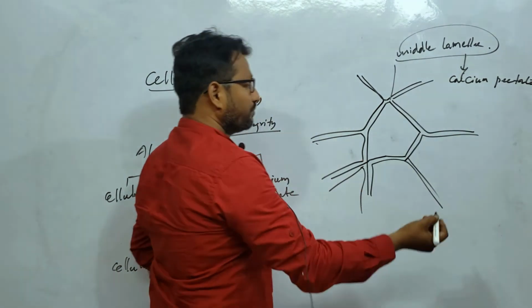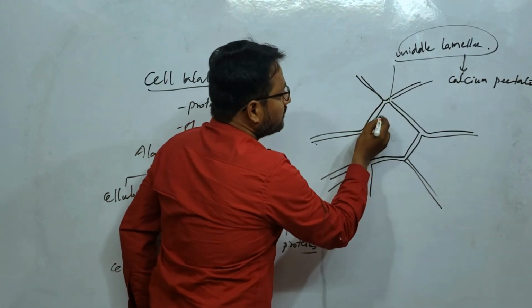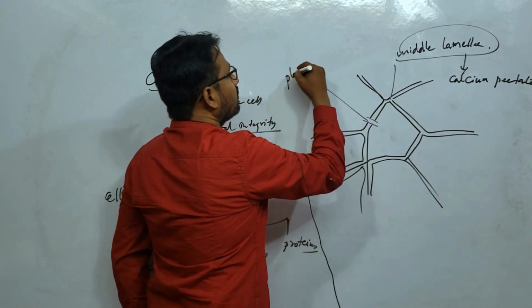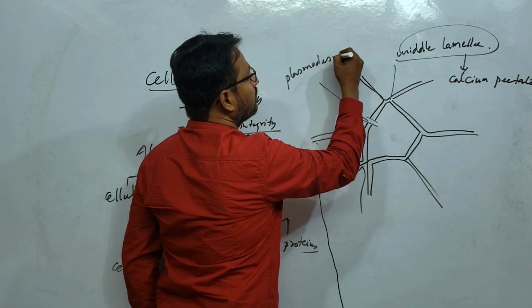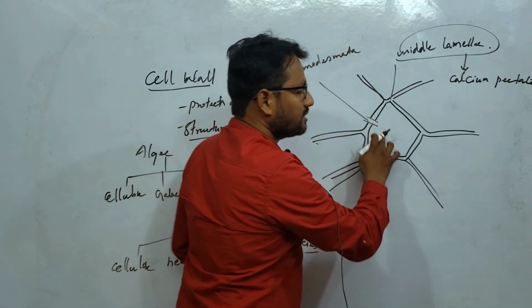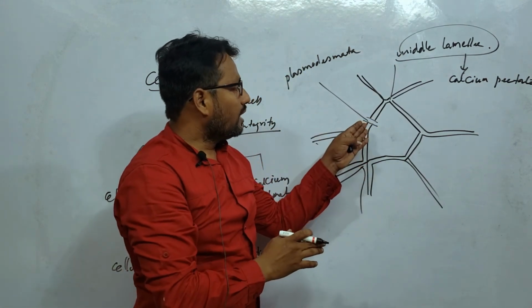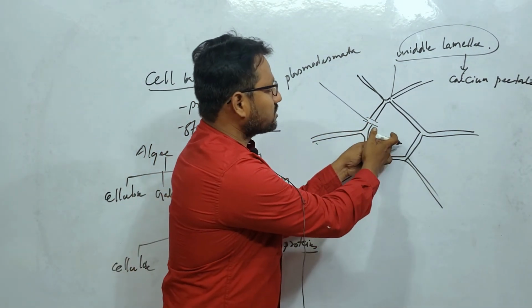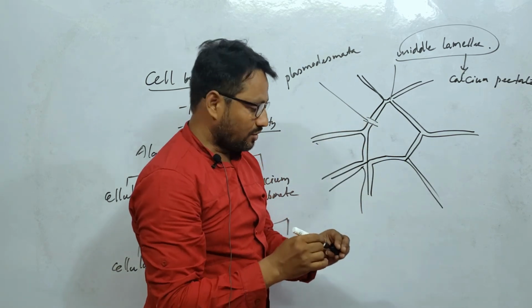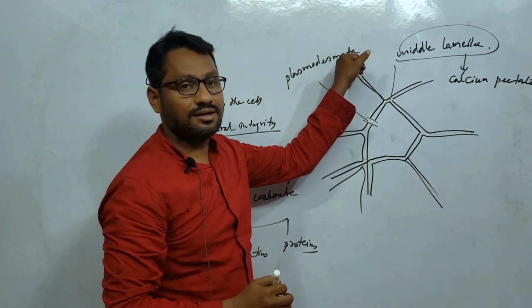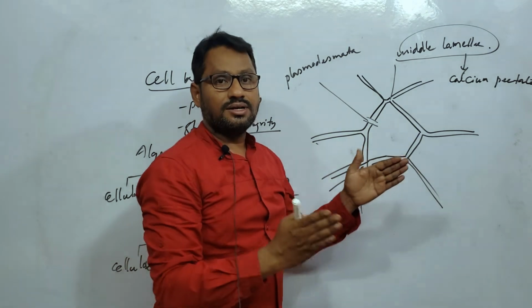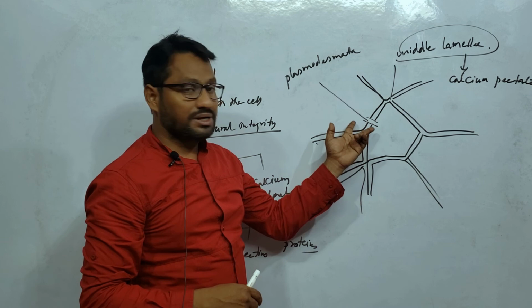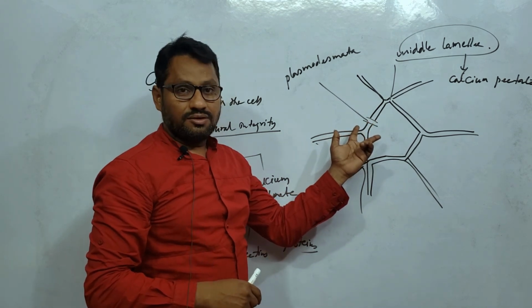At the same time, there are channels which are called plasmodesmata. These channels traverse through the cell wall and middle lamella, and they make connections between the cytoplasm of neighboring cells. So, what is this plasmodesmata? They are the transverse channels between neighboring cells, which help in connecting the two cells with their cytoplasm.